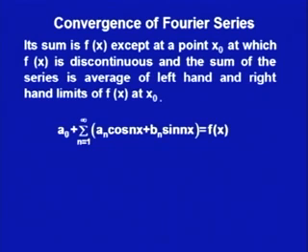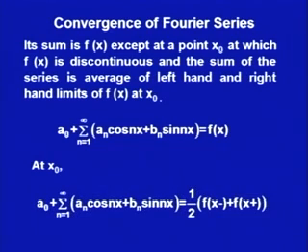That is, the series a naught plus summation n running from 1 to infinity, a n cos n x plus b n sin n x, would be the same as f x at all those points x where the function is continuous. At x naught where it is discontinuous, it would be equal to half of f x naught minus plus f x naught plus, that is, the left hand limit at x naught and the right hand limit at x naught. You take the average and it would be equal to that.